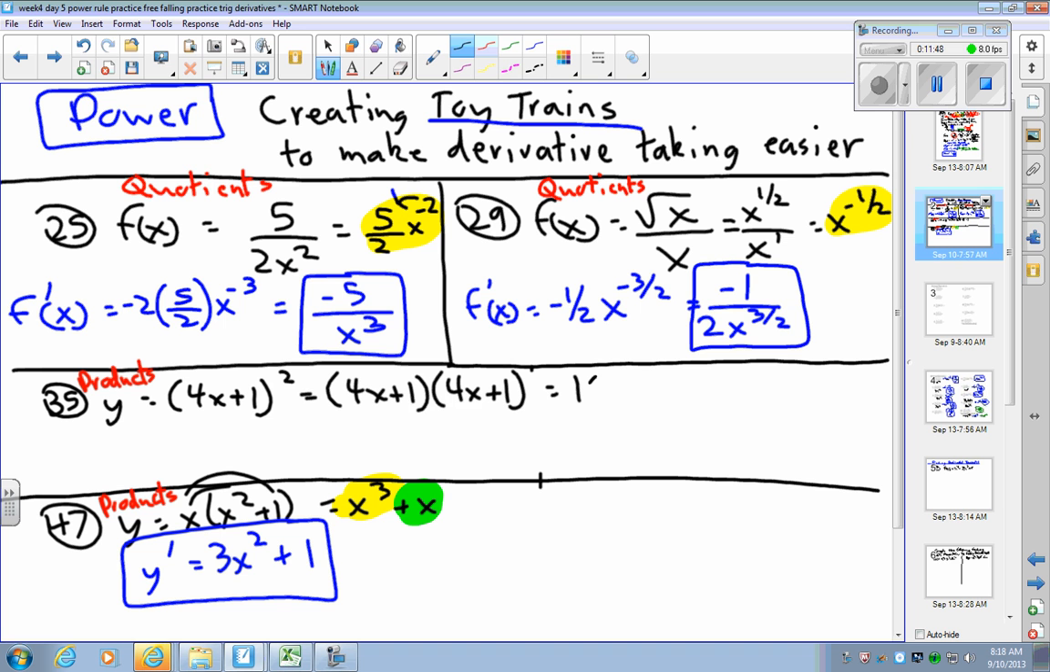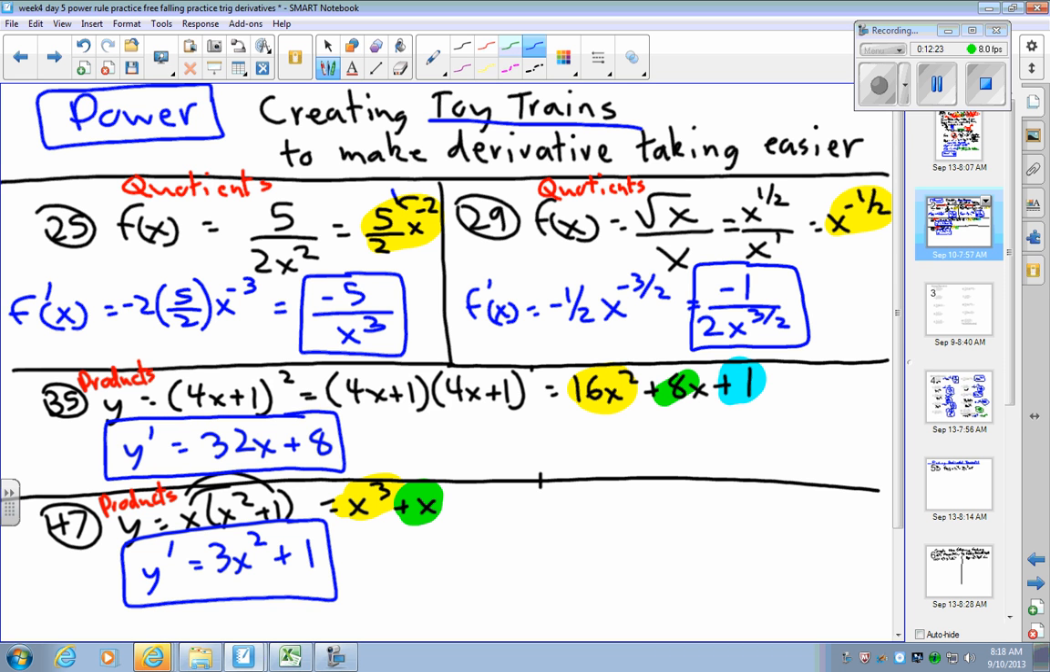Expand that out, gets you 16x squared plus 8x plus 1. Now, I have a toy train of 3 pieces. There's my bunny, there's my alligator, and there's my giraffe. Because you have 3 separate pieces connected by the string of the plus sign, you can take the derivative and say y prime equals 32x plus 8. And the derivative of 1 is 0, so I don't need it.